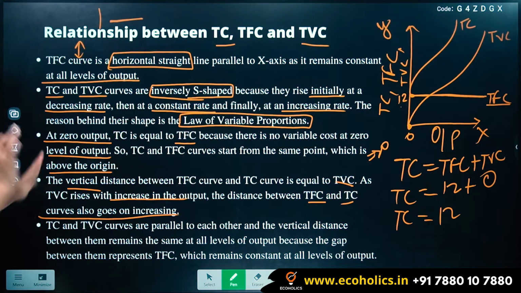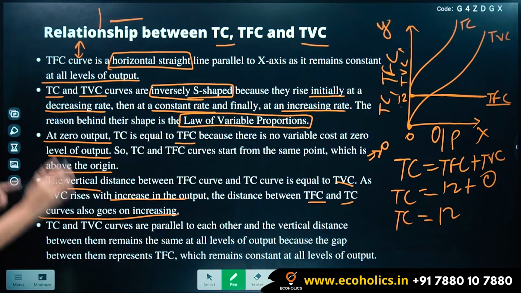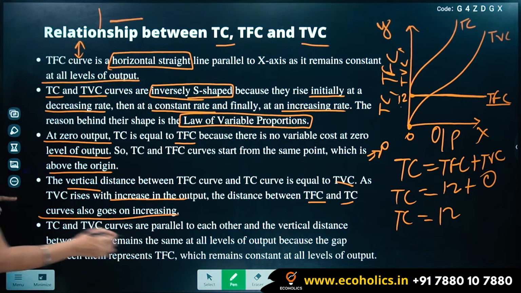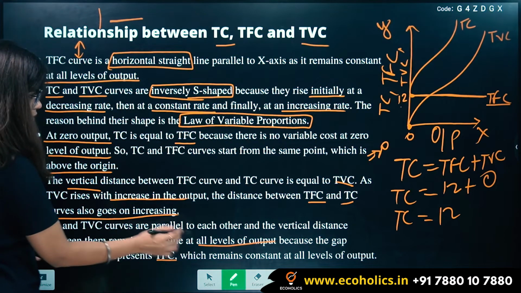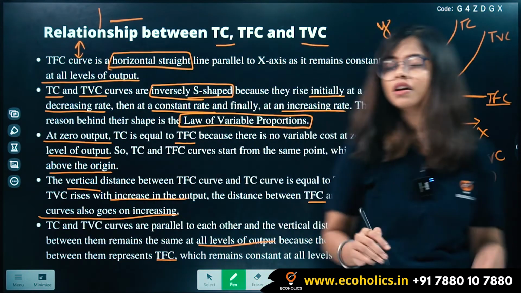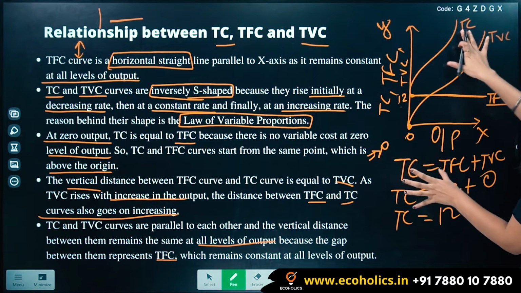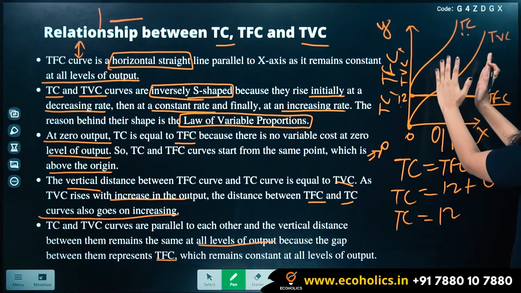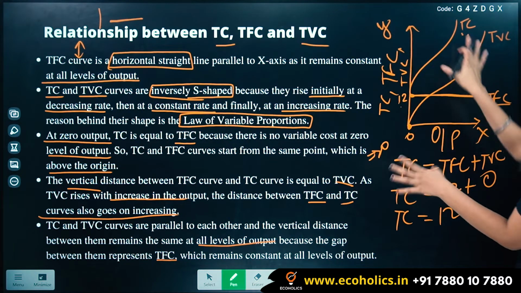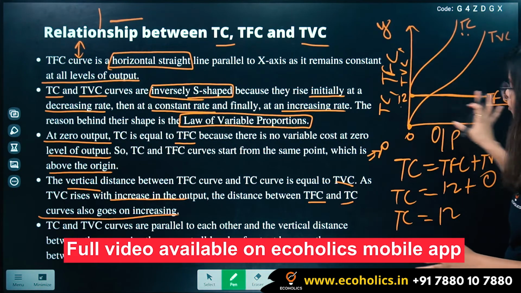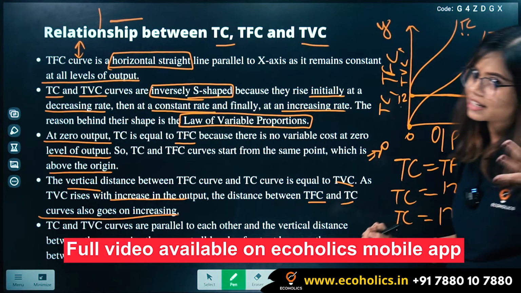Next, the last point of relationship between these three things. TC and TVC curves are parallel to each other and the vertical distance between them remains the same at all levels of output because the gap between them represents TFC, which remains constant at all levels of output. Now, this was information overload, but that's okay. So TC and TVC curves are parallel to each other and the vertical distance between them remains the same at all levels of output because the gap between them represents TFC, which remains constant at all levels of output.